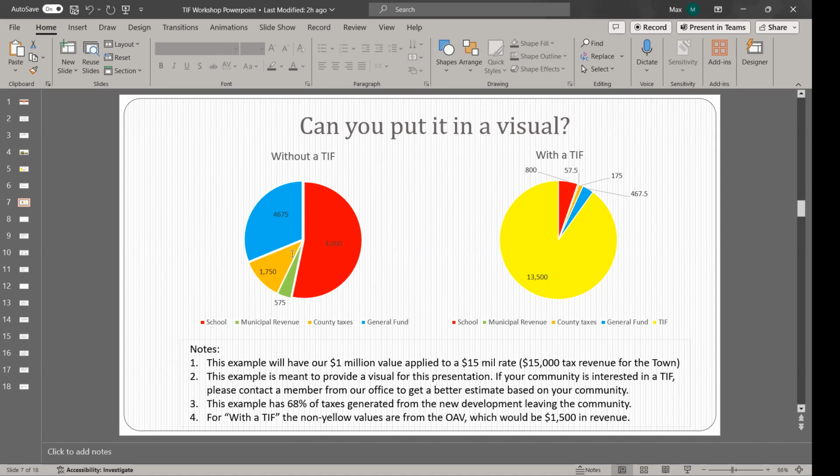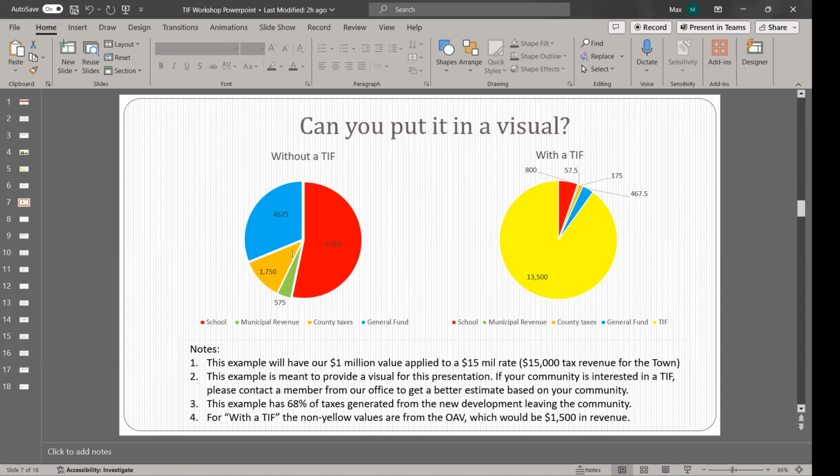So if the property became $1 million, what would happen with a $15 mill rate is about half of it, or 8,000 in this case, would be going off to the school district. That's because when the state is calculating how much your school district gets in subsidies, they're going to see that your community is now worth $1 million more. So you don't need as much in school subsidies, but something has to pay for that. Well, that's where this 8,000 is going to come in. It's going to help replenish that loss in subsidies.